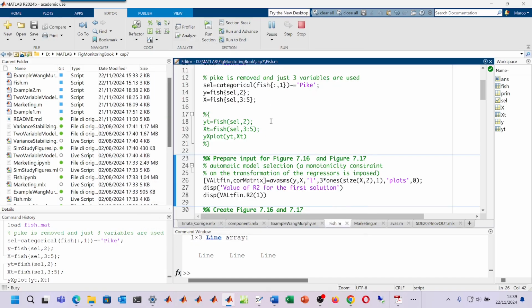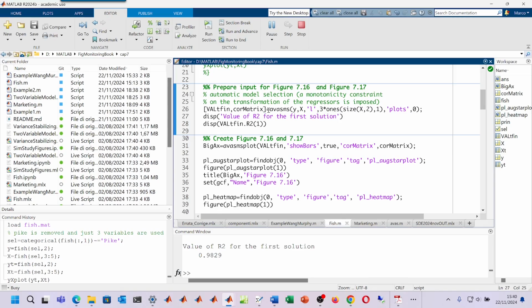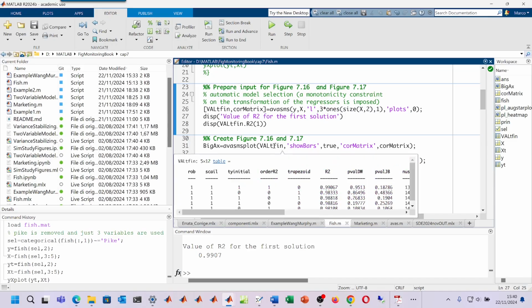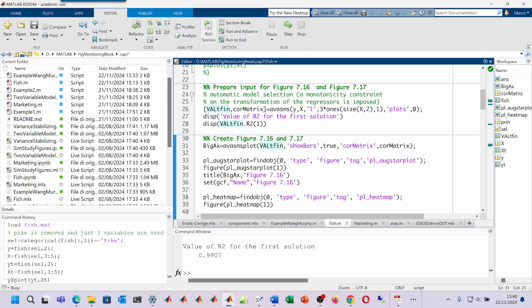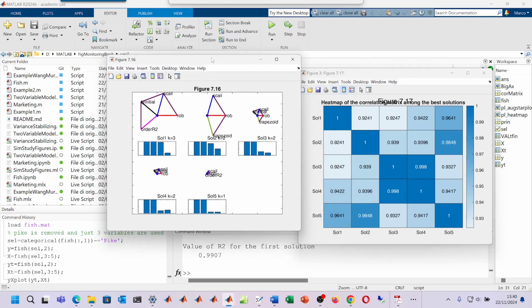We start with our automatic model selection procedure. Note that in this case we impose a monotonicity constraint on the transformation of the explanatory variables. What we would expect is that the weight of the fish would increase with increases in the lengths of the three explanatory variables. So the monotonicity constraint is entirely reasonable.